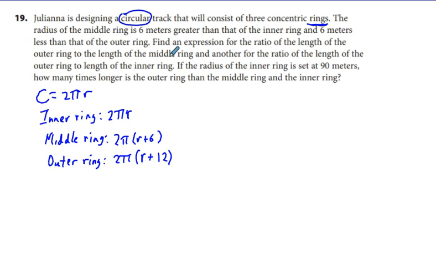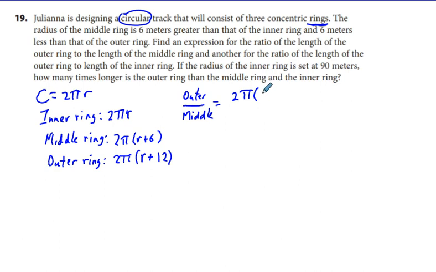So we will say the ratio of the length of the outer ring to inner is going to be equal to, well, it says middle first. I'm going to do the middle first, then the inner. So we're going to have 2 pi, and we're going to have r plus 12.